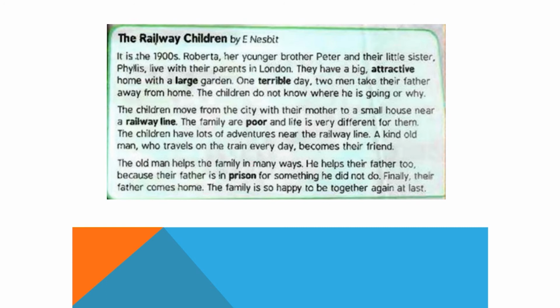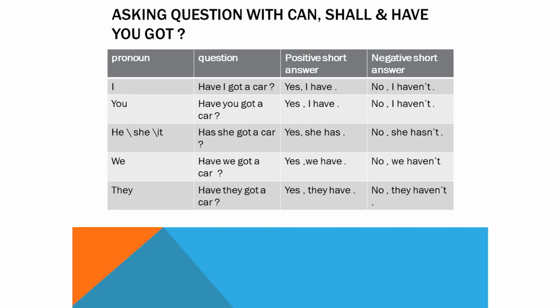The children move from the city with their mother to a small house near a railway line. The family are poor and life is very different for them. The children have lots of adventure near the railway line. A kind old man who travels on the train every day becomes their friend. The old man helps the family in many ways. He helps their father too because their father is in prison for something he didn't do. Finally, their father comes home. The family is so happy to be together again at last.